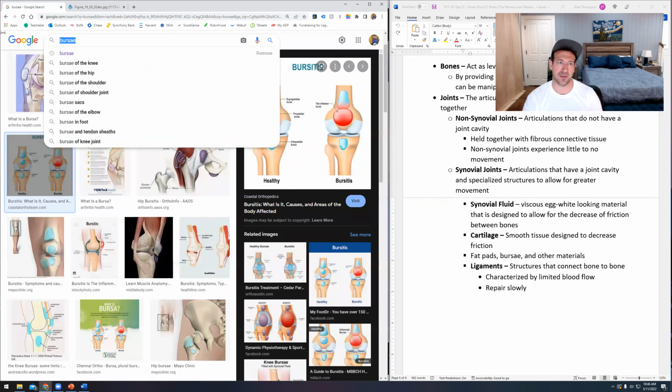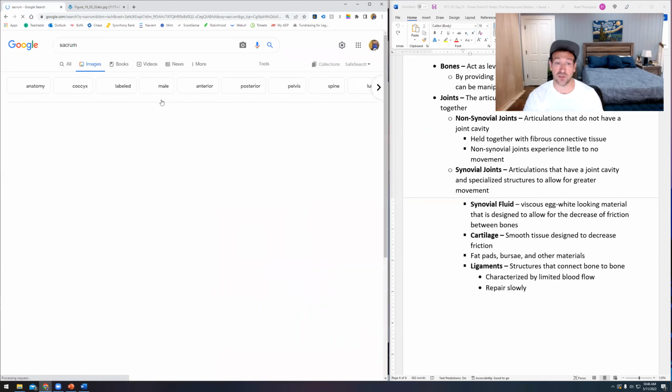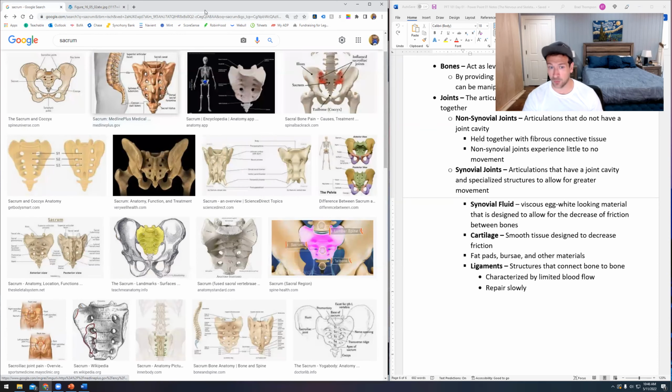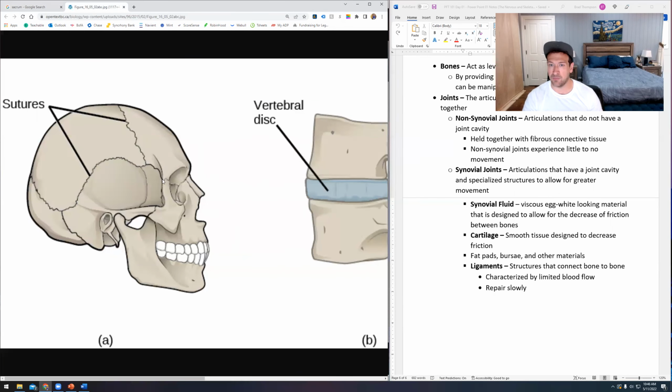Your sacrum is a good example of that. It used to be separate little bones, and now they're all kind of fused together, right? So those are non-movable joints. Yeah, they're a joint, because they're two bones coming together, but we really don't want to see any movement there.